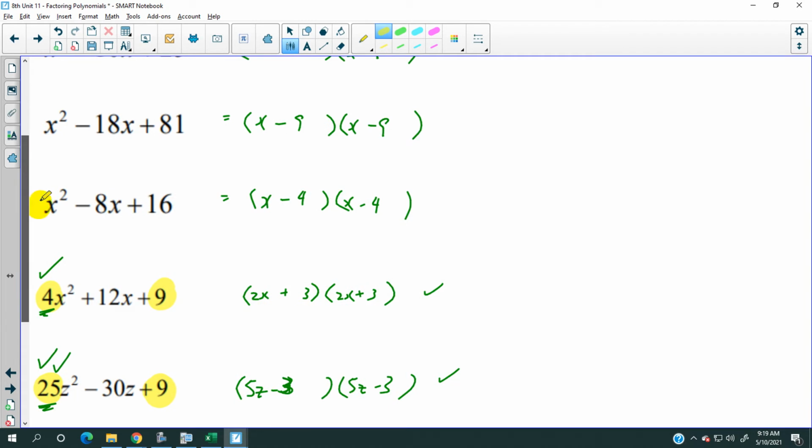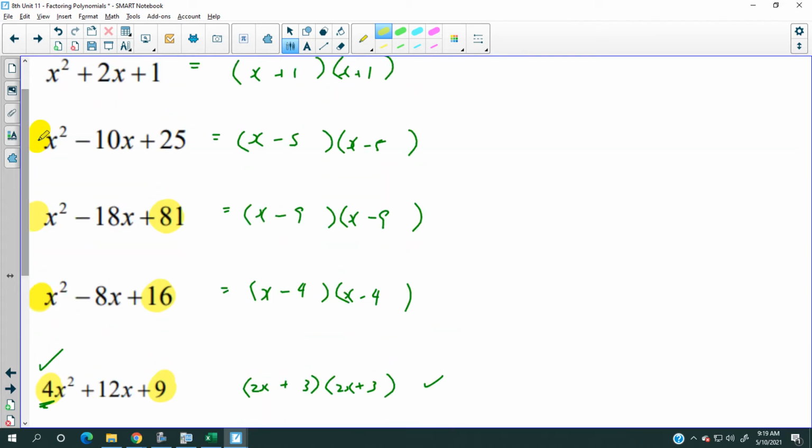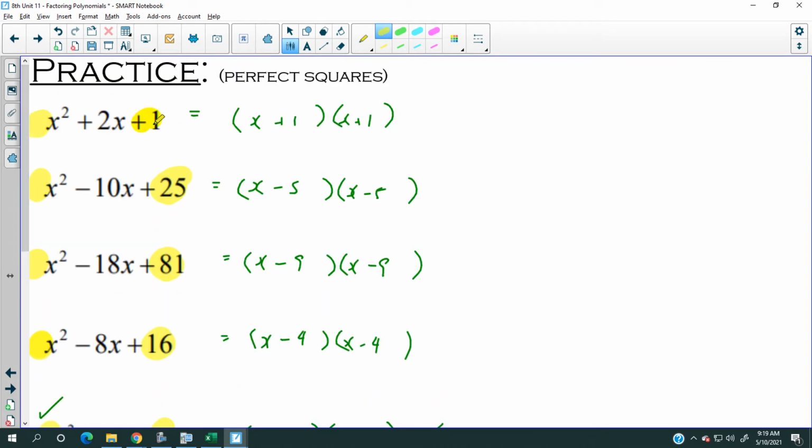How about this one? Invisible 1 and 16, that's a perfect square. Invisible 1, 81, those are perfect squares. Invisible 1, 25, those are perfect squares. Invisible 1 and a visible 1, those are perfect squares. Then you're probably on the right track if you can do that. Then you know, let me try this perfect square method. And I think that's pretty good.